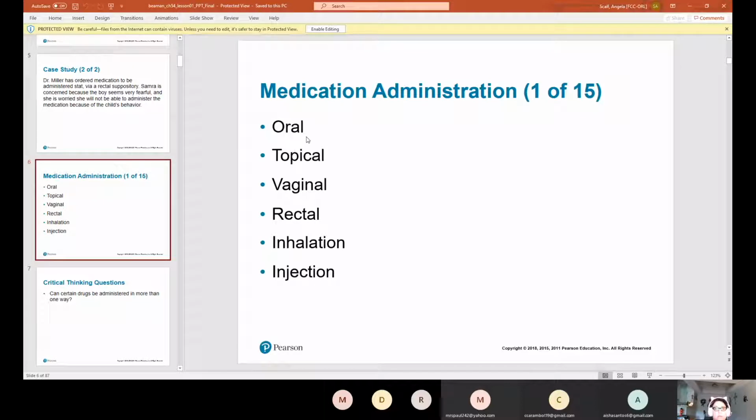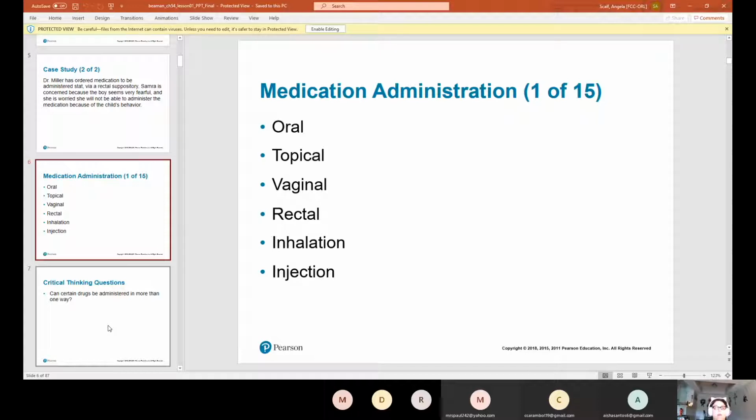Okay, so orally, like I said, through the digestive system, topically on the skin, vaginally through the vagina, rectally in the rectum, inhalation, meaning breathing it in, and then injection by giving the patient a shot. All right, so those are the different ways as an MA.